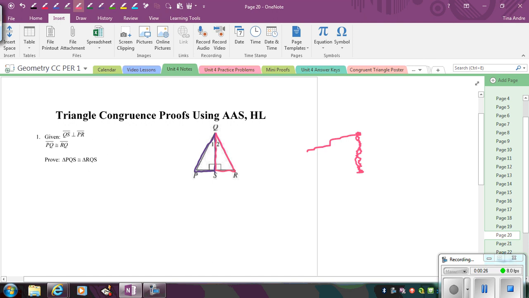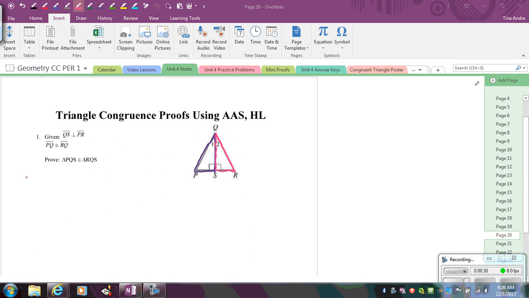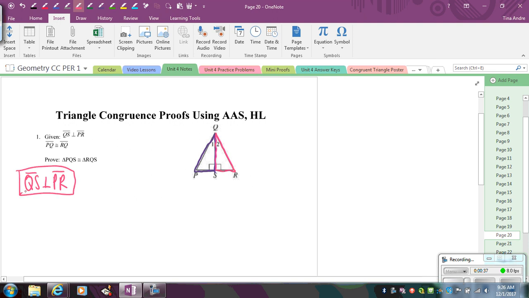And I have some givens that we can go ahead and mark. And let's go ahead and get those in our proof. So we have QS is perpendicular to PR. That's given. And then PQ is congruent to RQ.